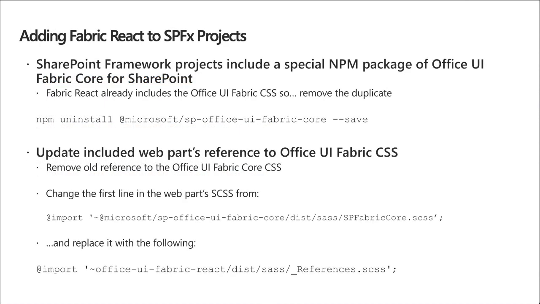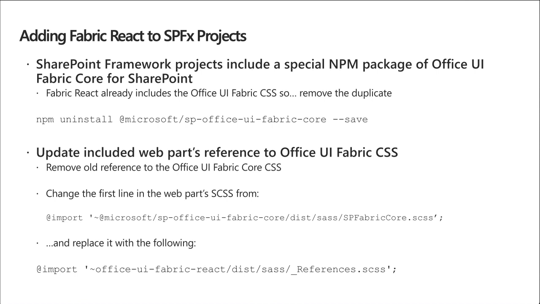Now, how do we go about adding Fabric React to our SharePoint Framework project? SharePoint Framework projects include a special NPM package of the Office UI Fabric core for SharePoint. Office UI Fabric core is just CSS. Now, Fabric React, which are the controls, already includes the Office UI Fabric CSS, so we need to remove the duplicate. So I'm going to do that by doing an npm uninstall at Microsoft/sp Office UI Fabric core and save my changes.